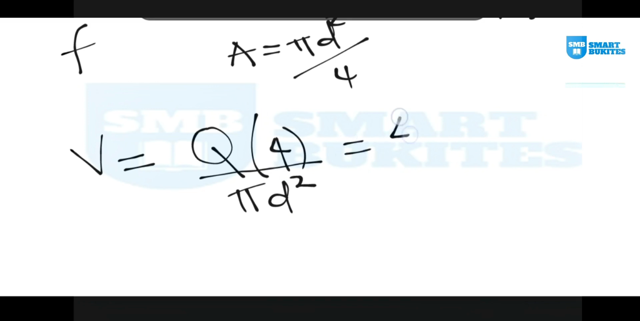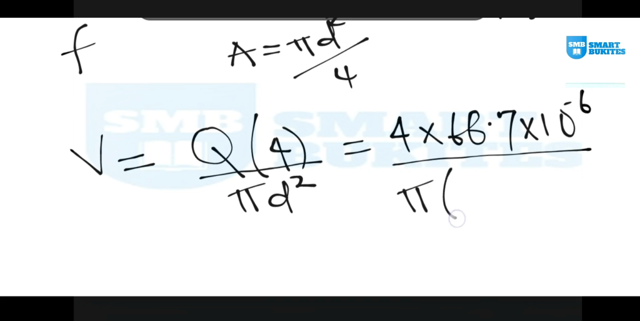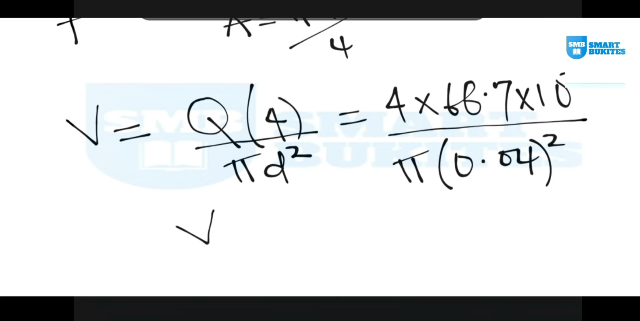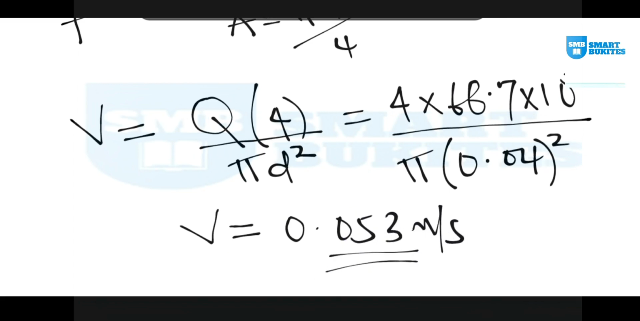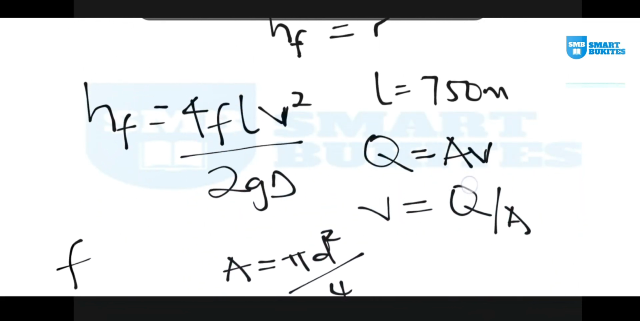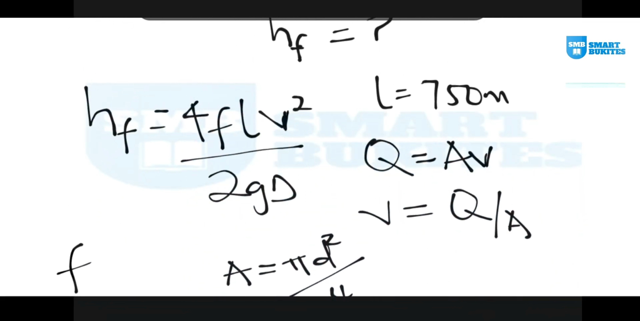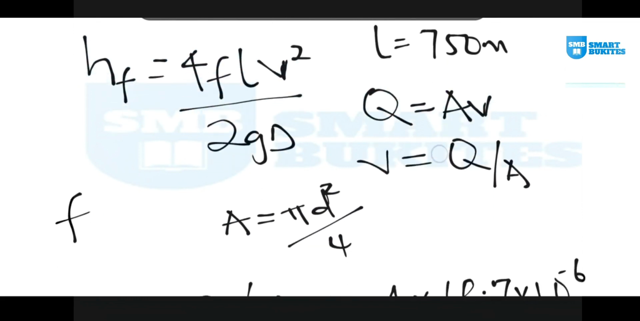So therefore we will now have 4 times 66.7 times 10 to the power of negative 6, which is the flow rate we are given from the question, all over pi times 40 millimeters to meters, which is 0.04 squared. Therefore the V, that's the velocity, will now be 0.053 meters per second, if you calculate it well in your calculator. So now for what we are looking for, we know that we will find F. We just found V. We have g, D, and everything from the head loss formula except F.